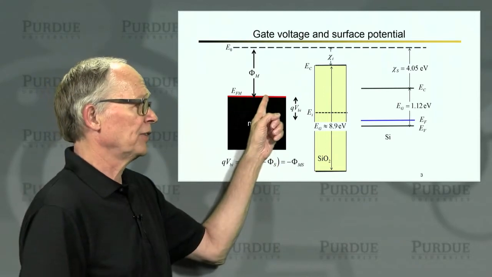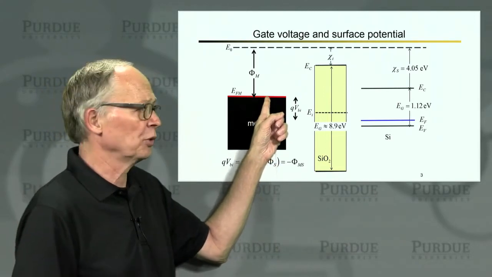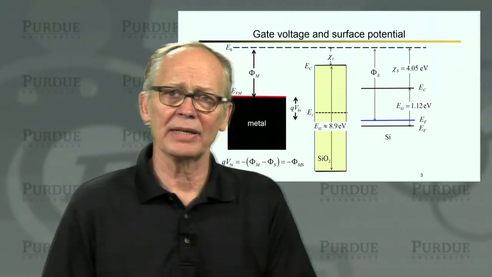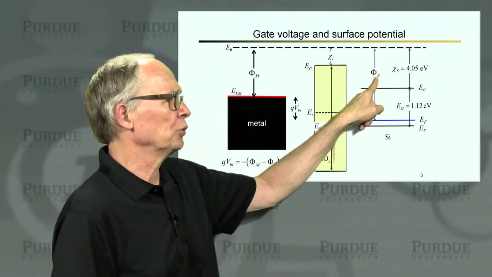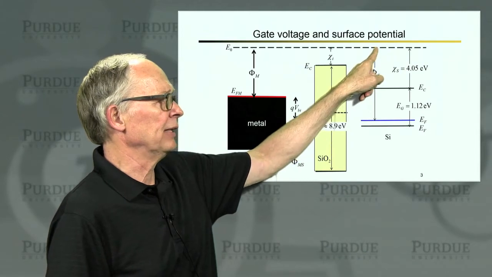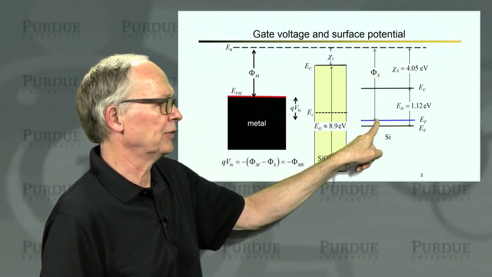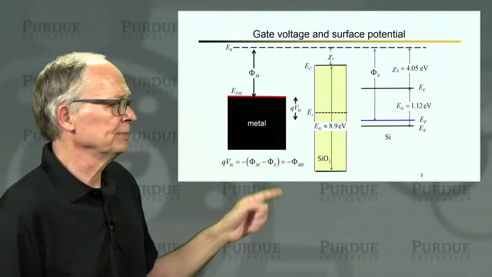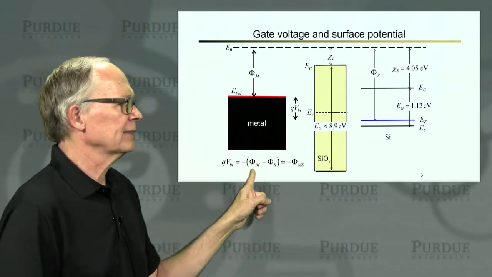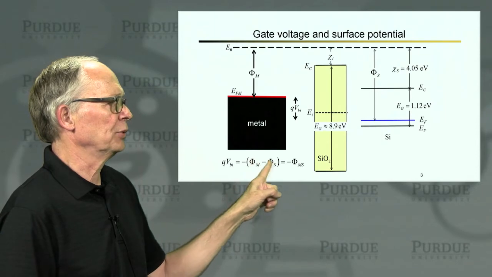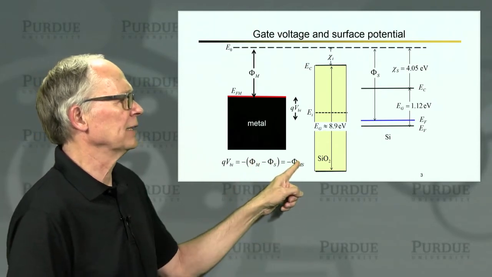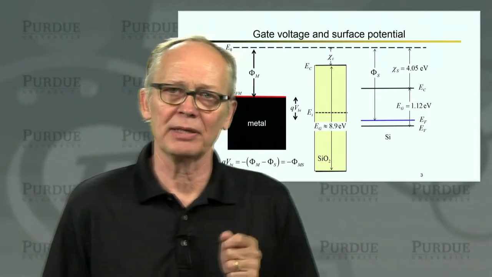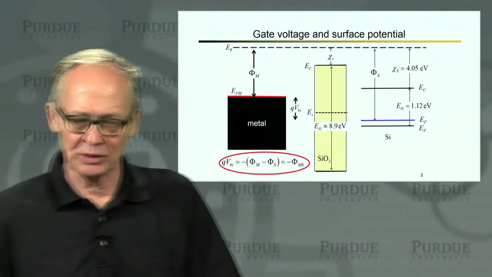The location of the Fermi level in the metal is determined by its work function. And the location of the Fermi level in the semiconductor is controlled by its work function, the distance between the vacuum level and the Fermi level. So this potential difference that has to develop is just minus the difference between the work functions, minus phi_ms. Okay? So the work function difference between the metal and the semiconductor is what's going to be critical.